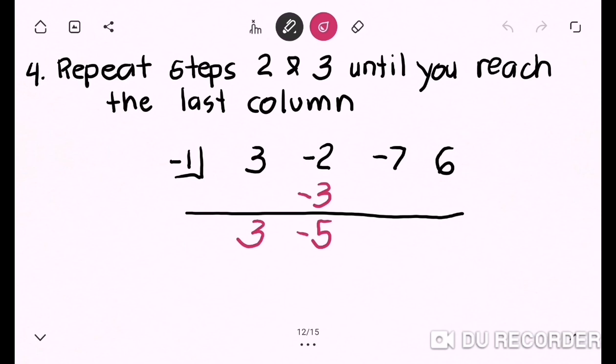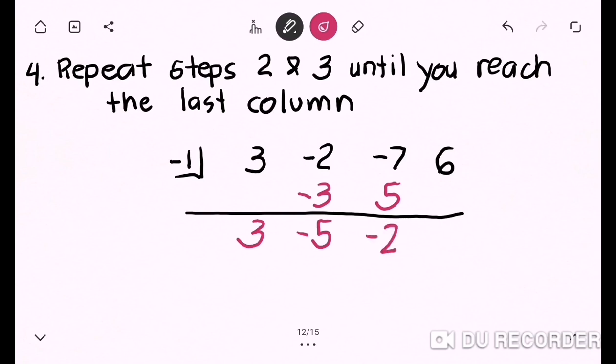So, ulitin natin yung step 2. We have to multiply negative 5 dito kay negative 1. So, negative 1 times negative 5 is positive 5. And then, write the answer dito sa baba ng ating third column. So, positive 5. And then, yung ating third step, add the entries in the third column. So, ito yung third column, add natin. So, negative 7 plus 5 is negative 2.